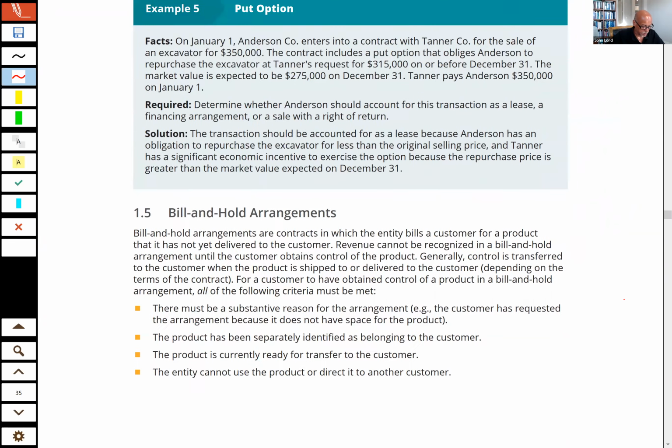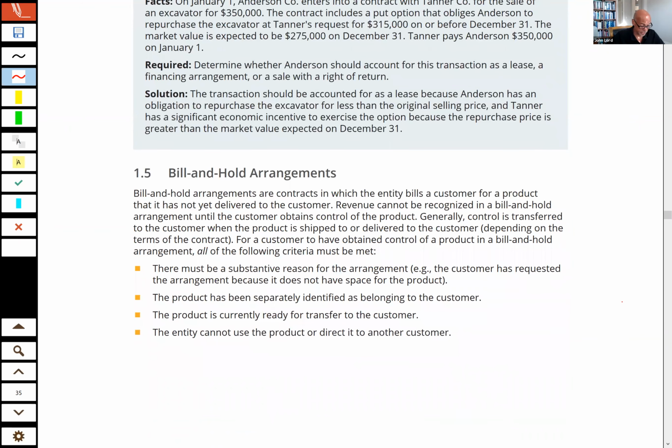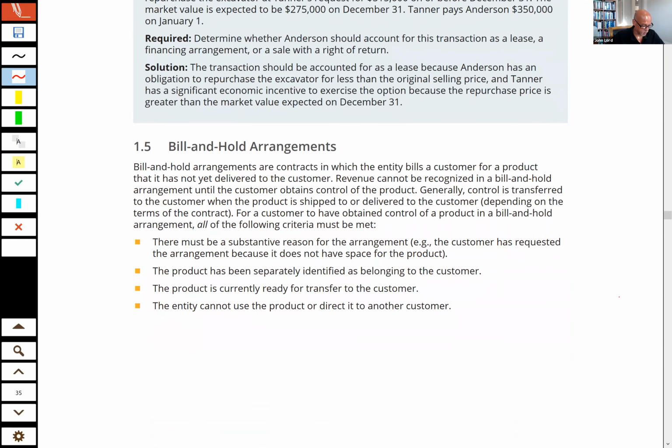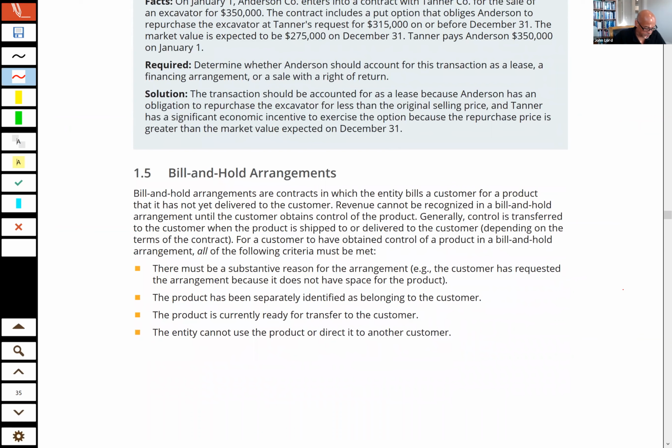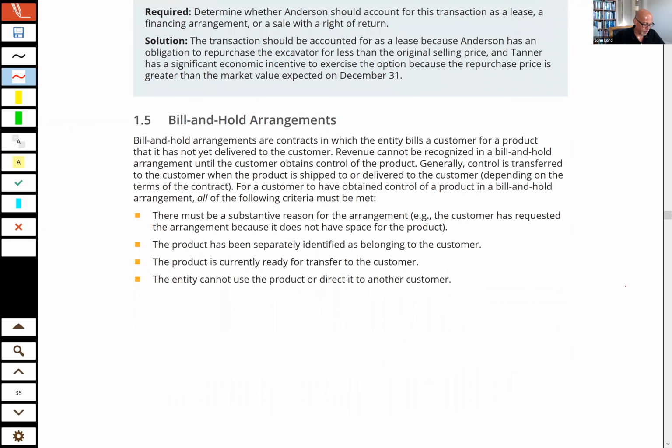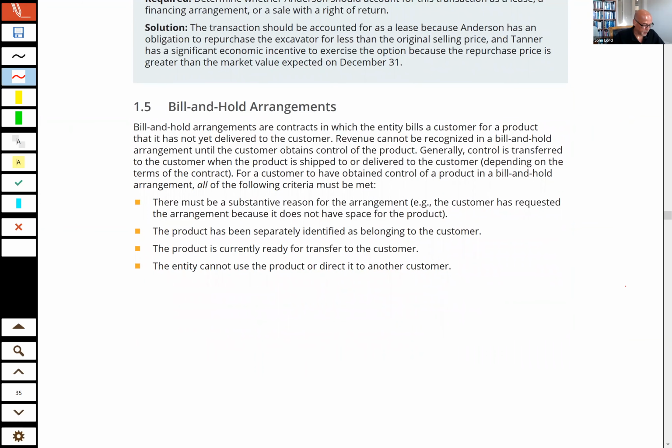So I'm not going to go through this example because at the end it just says it's a put option, so you should treat it as a financing agreement or something. Whatever they say there, I don't care. All right, let's talk about bill and hold.